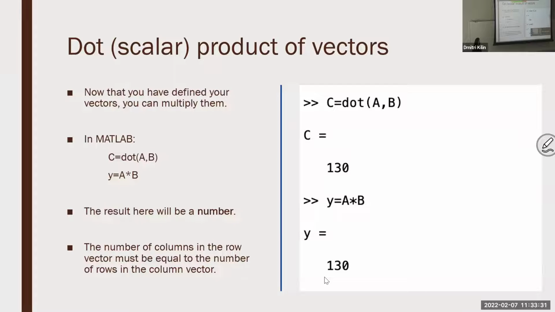And just a general rule of thumb, the number of columns in the row vector must always be equal to the number of rows in the column vector. And if you remember, A and B both were five numbers, so that checked out in this case.